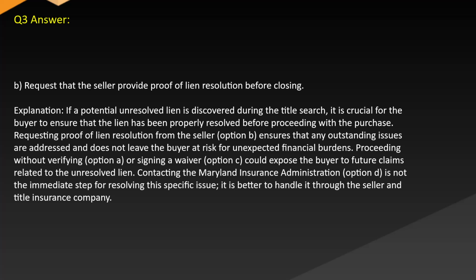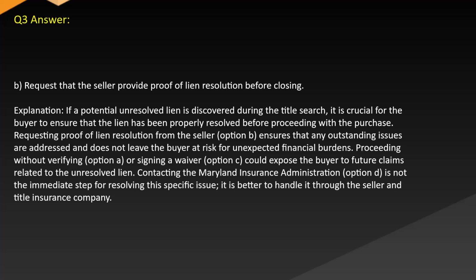Explanation: If a potential unresolved lien is discovered during the title search, it is crucial for the buyer to ensure that the lien has been properly resolved before proceeding with the purchase. Requesting proof of lien resolution from the seller, option B, ensures that any outstanding issues are addressed and does not leave the buyer at risk for unexpected financial burdens.